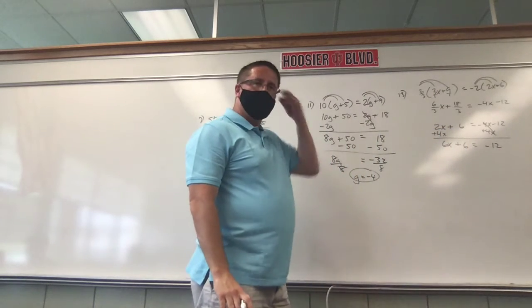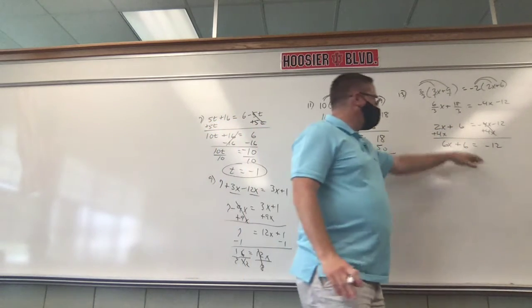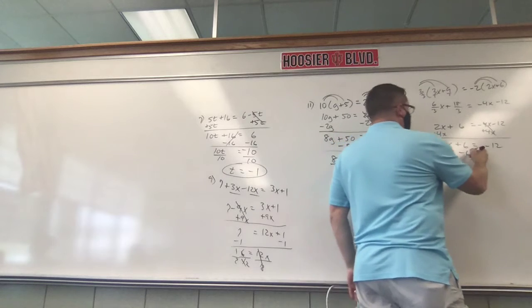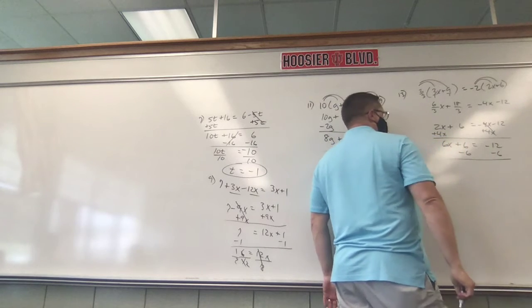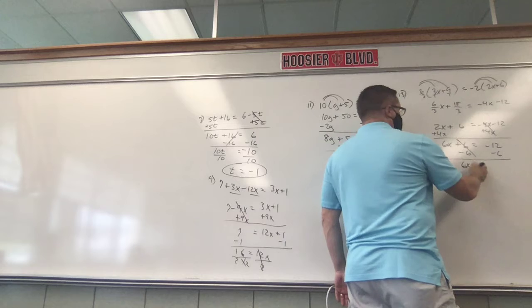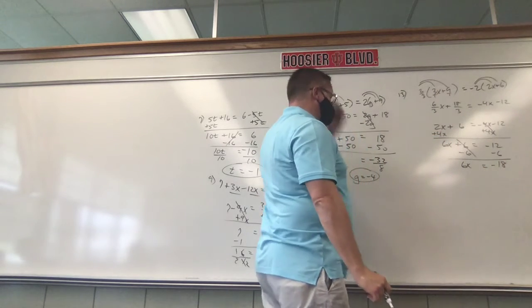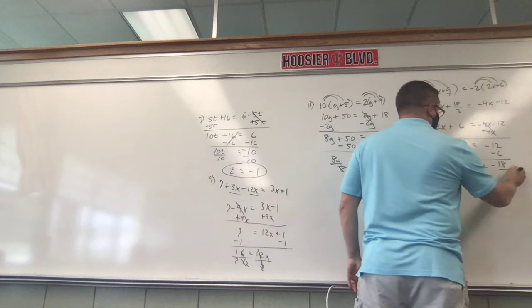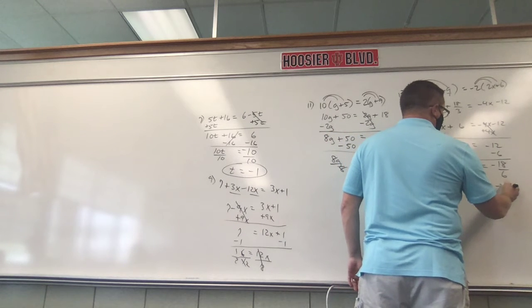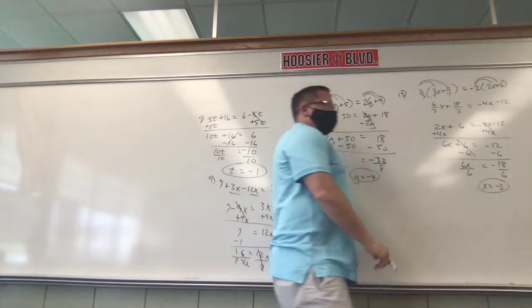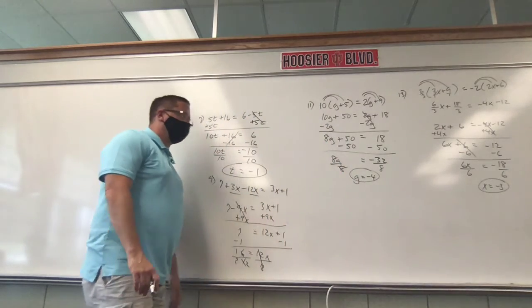Bam, now I need to get rid of the 6. Which one? The one with the x, the one by itself? By itself. Minus 6 to each side. These 6's now cancel. Negative 18. Good. A lot of students will say it's negative 6. It's negative 18. Divide by 6. X is negative 18 divided by 6, which is negative 3. Yep.